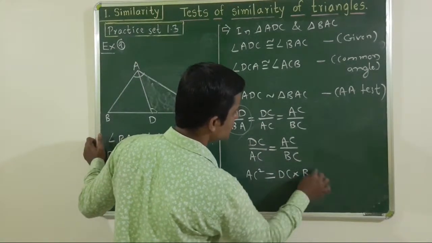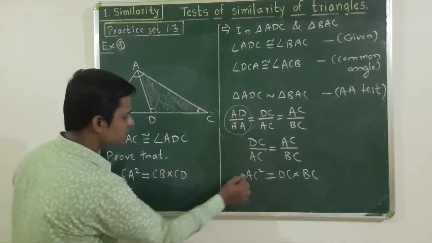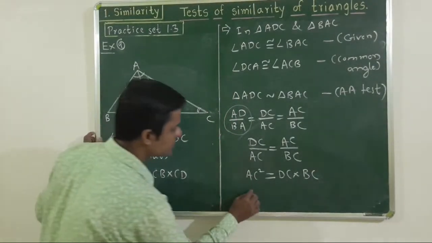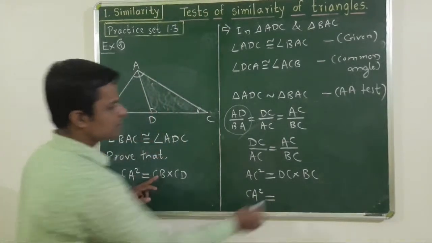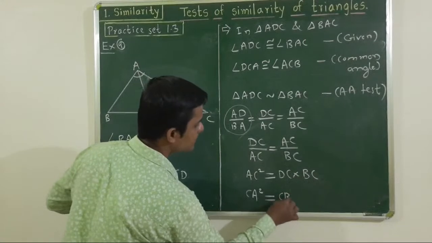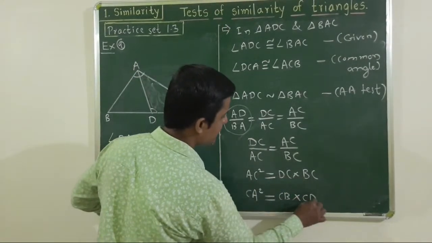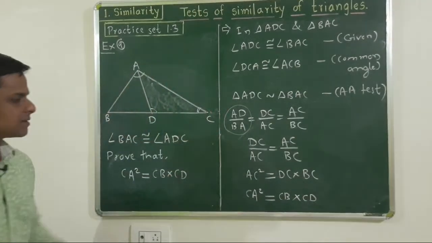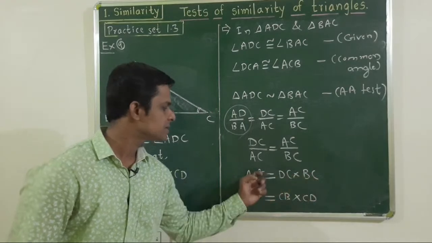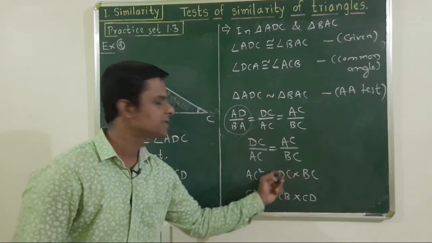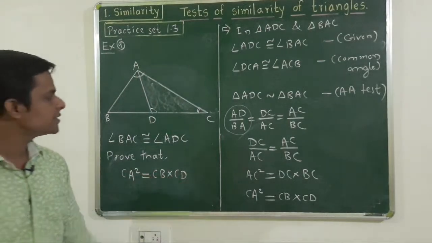We have reached our target, but the names are different. AC is nothing but CA. AC and CA are the same. Changing these names, CA square is equal to BC, meaning CB, into DC, meaning CD. Writing the names like this, the meaning is the same. CA square is equal to CB into CD. So we have reached our target.